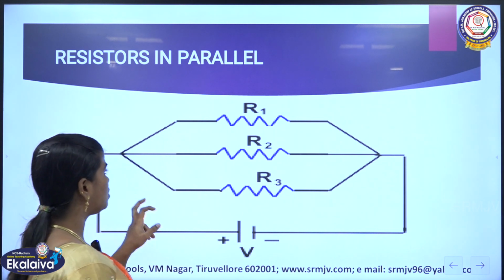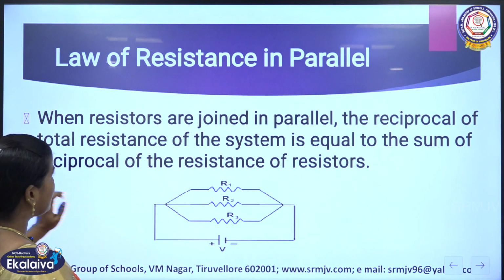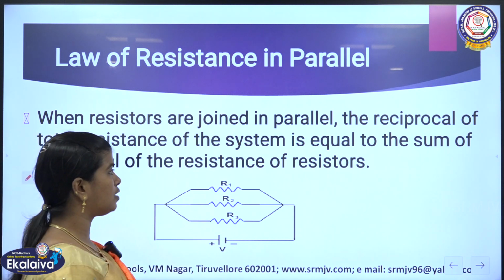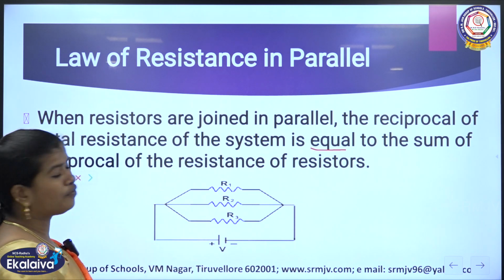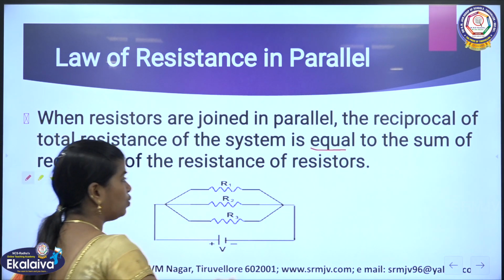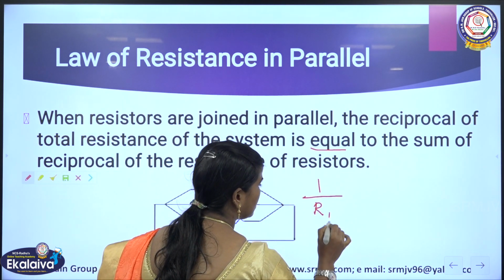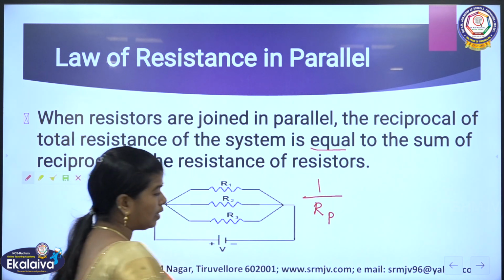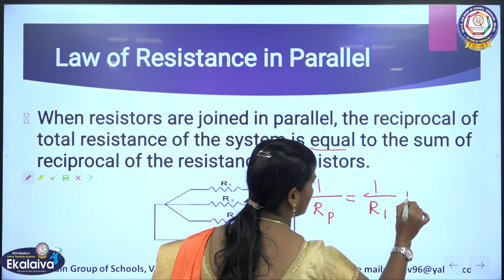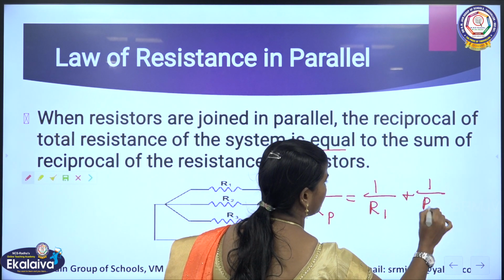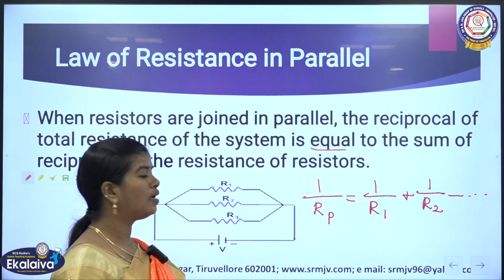The first law is: when the resistors are joined in parallel, the reciprocal of the total resistance of the system is equal to the sum of the reciprocals of the resistances of the resistors. That means the reciprocal of the total resistance, this Rp, resistors in parallel, is equal to the sum of the reciprocals of the individual resistances. It keeps on going. We can connect a number of resistors in parallel.